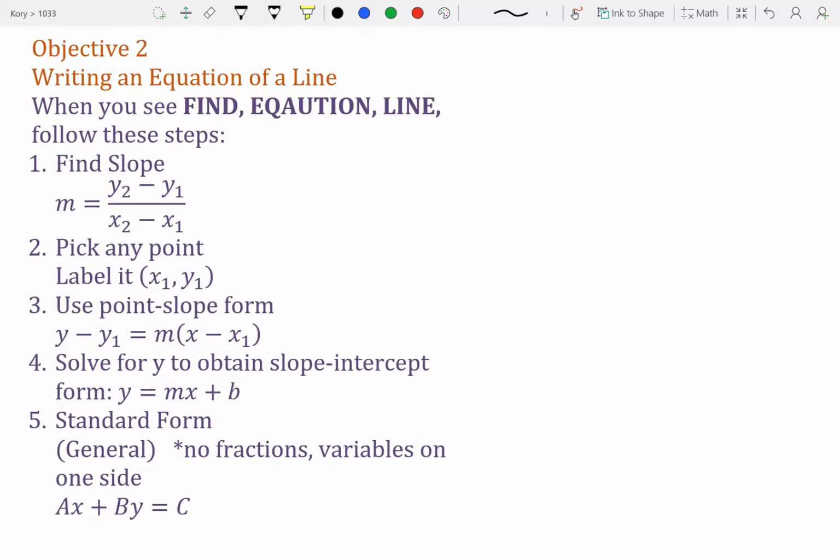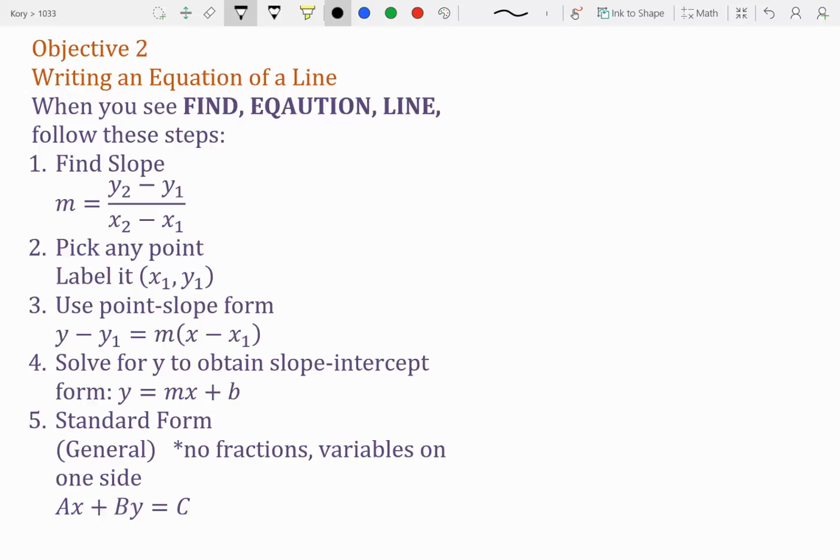Objective 2, writing an equation of a line. When you see "find equation line," anywhere in the question, it doesn't matter what comes before or after it. If you see those three words, you use these steps. The first thing you want to do is find the slope. Sometimes they give it to you. Sometimes you have to find it. Sometimes you have to get it from a parallel or perpendicular line.